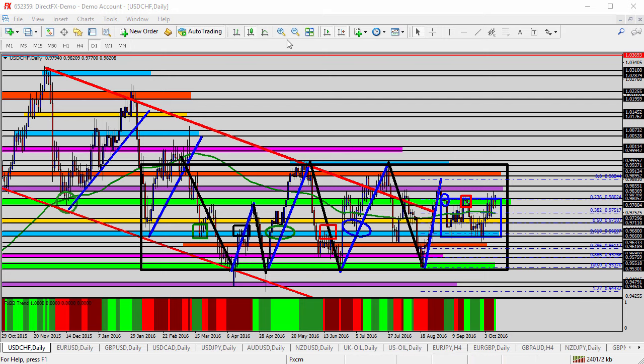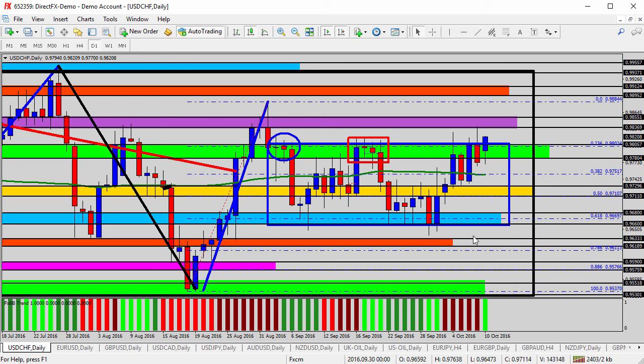Now, bringing it in a little bit closer, you can see this blue box on the chart, and we've been stuck inside that blue box. The green shaded area at the top, 9780 to 9800. The blue shaded area at the bottom, 9680 down to 9660. So we've been bouncing around in there.